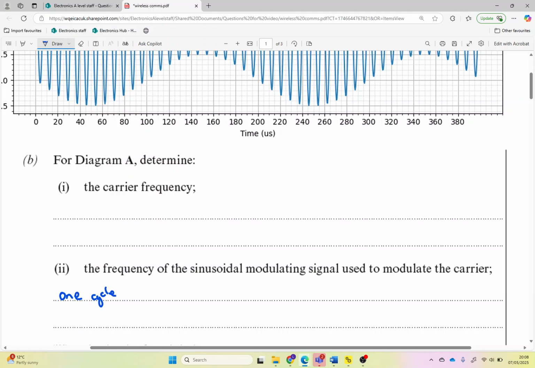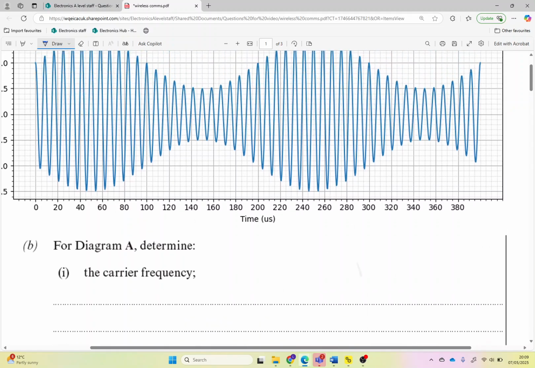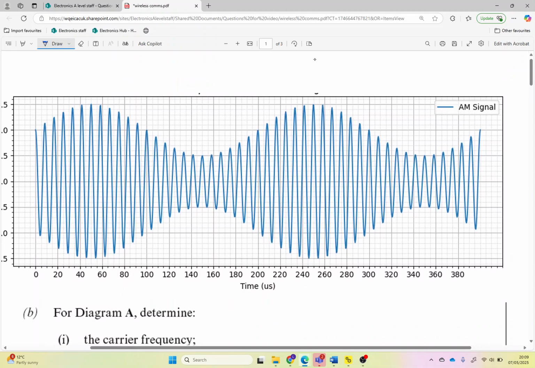So we've got one cycle between 50 microseconds and 250 microseconds. Therefore the overall time period is 200 microseconds. So the frequency equals 1 over T. That gives me a frequency for my information signal of 5 kilohertz. Again, I took that point to this point.